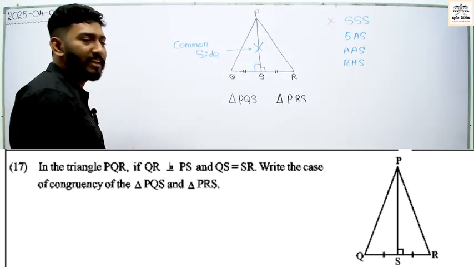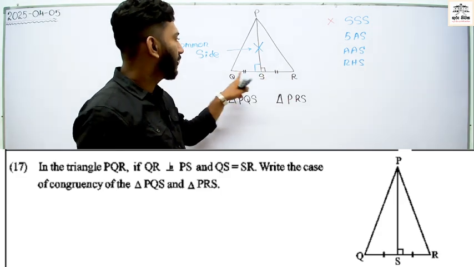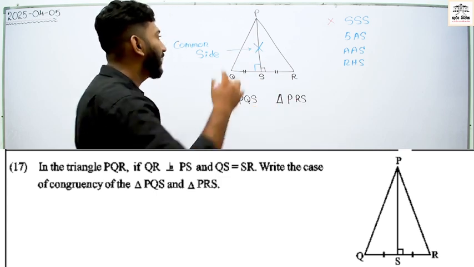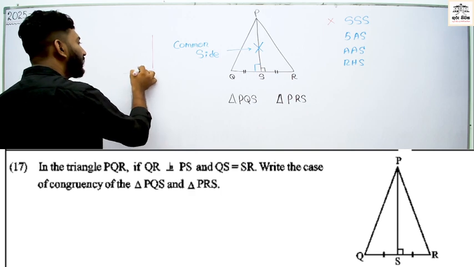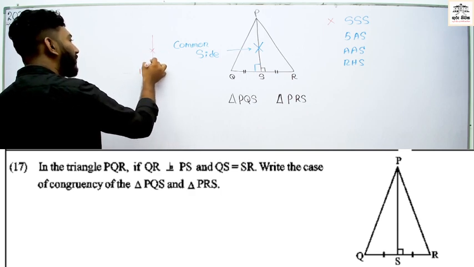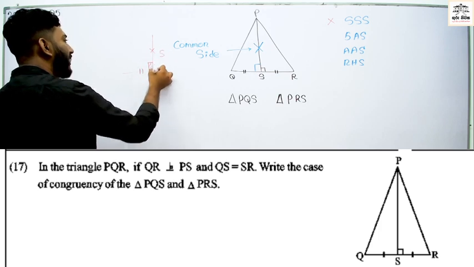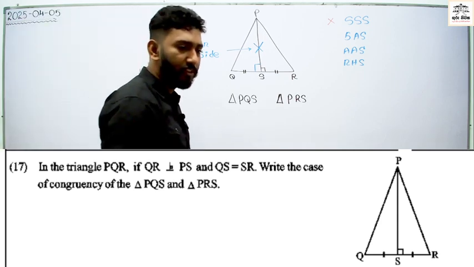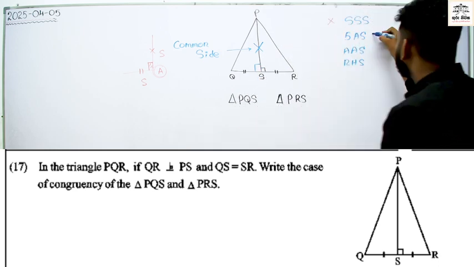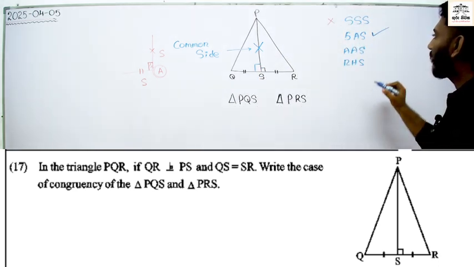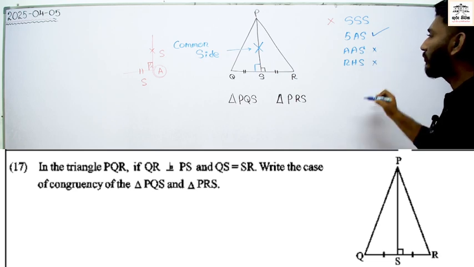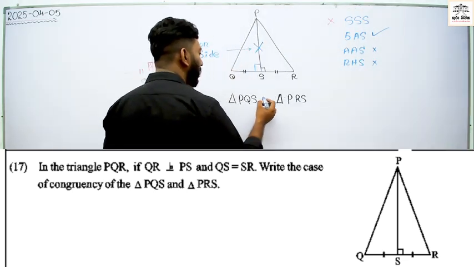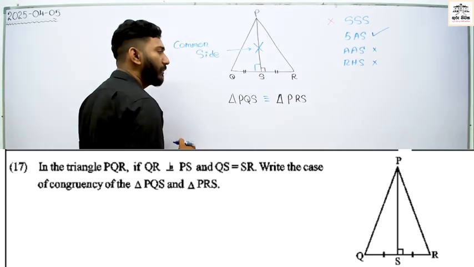SAS. Now look at the SAS. Side, included angle. The angle included between the two sides. Right? Side, angle, side. Included angle. Therefore, what is the congruency? This is a correct one. AAS, and RHS, where the right angle, hypotenuse, side are not equal. Therefore, triangle PQS is congruent to the triangle PRS.